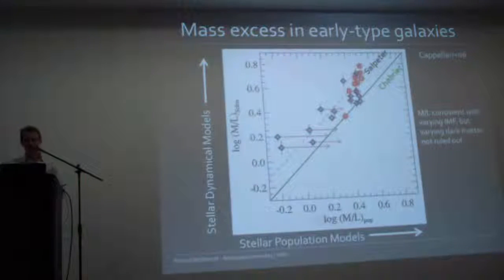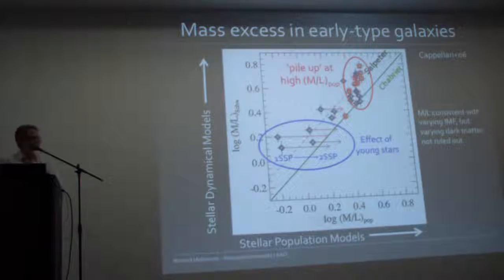Okay, so I'll start by showing a plot where we got the first hint that we might be able to say something about the IMF from the time of the Sauron project. I'm showing a comparison here of the mass to light ratio that you get from stellar populations, running along the x-axis here, against the mass to light ratio you get from the dynamic modeling. And what we found was that there seems to be a saturation of galaxies at the high mass end. So that's the points in the red ellipse there.